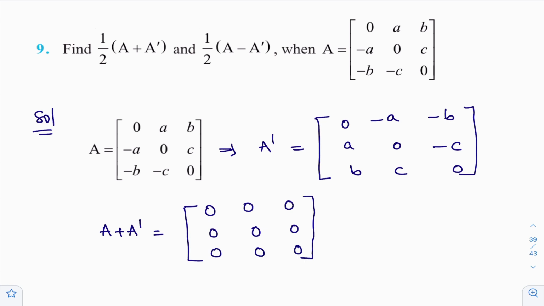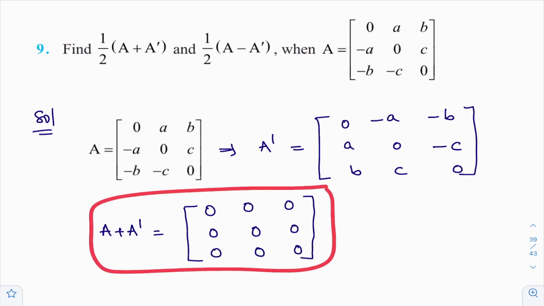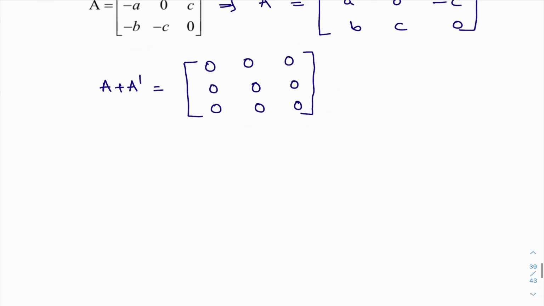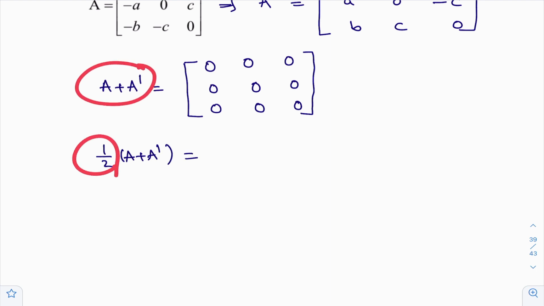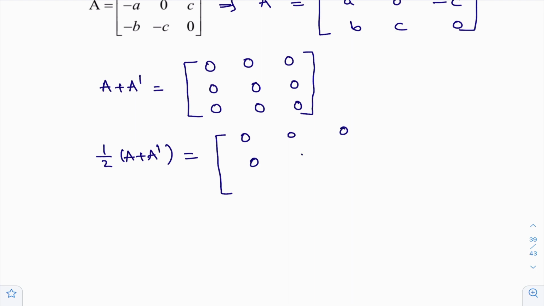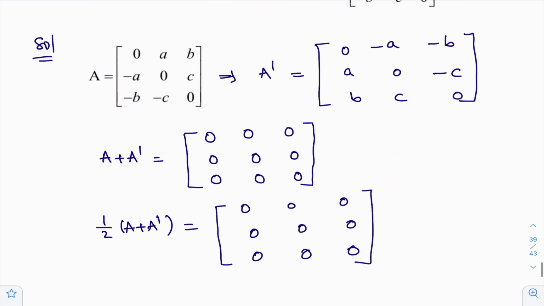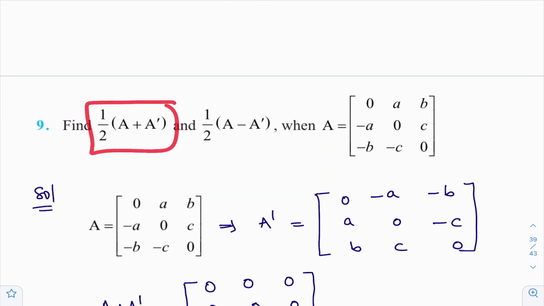Yes, okay. Here A plus A dash is there, and you need to calculate half into A plus A dash. How to calculate half into A plus A dash for this matrix? Every element of this matrix, multiply with 1 by 2. 1 by 2 into 0, 0. 1 by 2 into 0, 1 by 2 into 0, 1 by 2 into 0. So, half into A plus A dash is the 0 matrix of order 3.